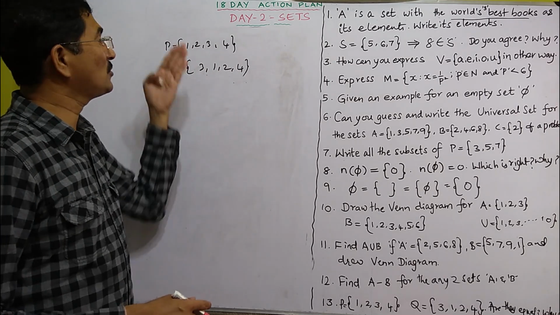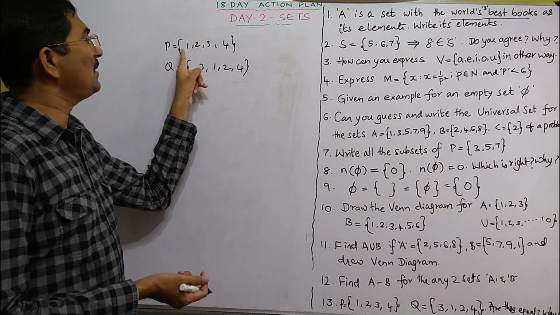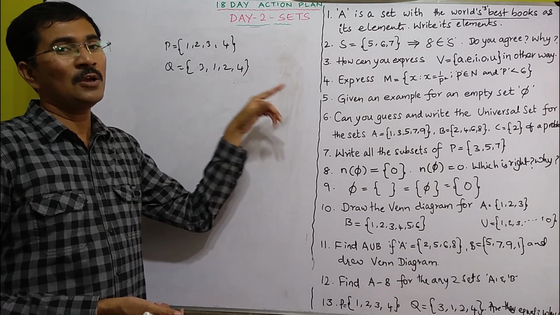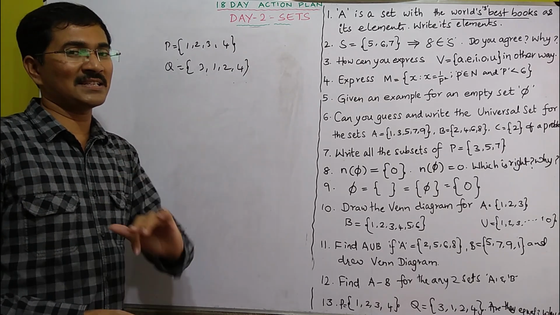Because it might happen that if you check in only one direction, all the elements present in one may be present in the other, and in excess also there may be some elements. So you have to check it in both directions.